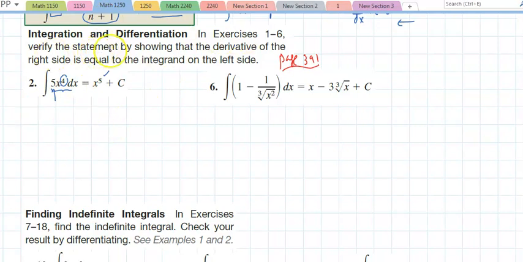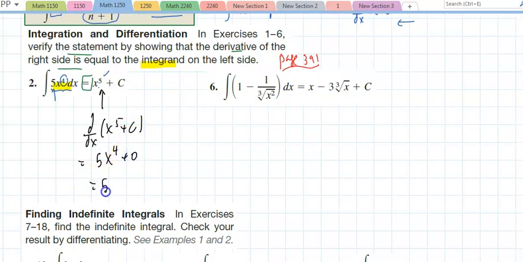They're saying verify that this statement is true by showing that the derivative of the right side is equal to the integrand. Integrand is this part. If I take a derivative of this, wouldn't you bring the power down, subtract 1 from the power, and that would be a 0? Wouldn't that be 5x to the 4th, which is literally what I have in there?